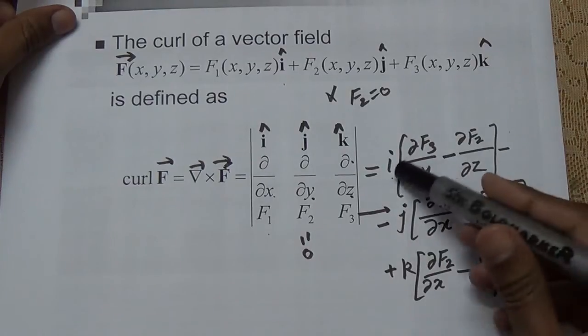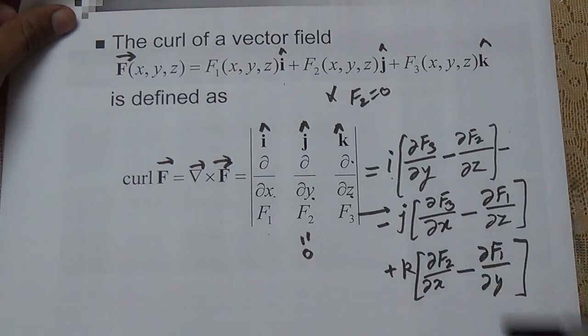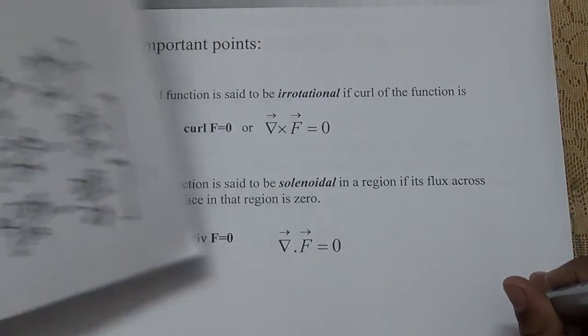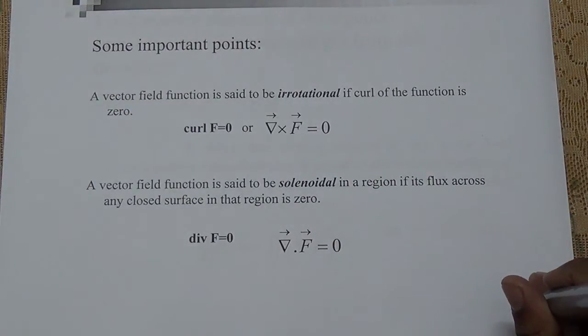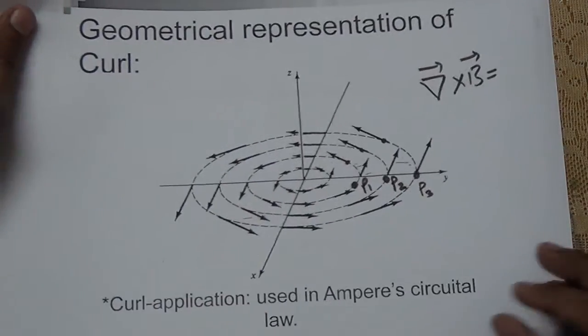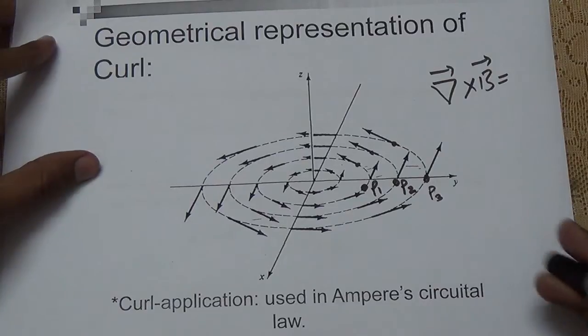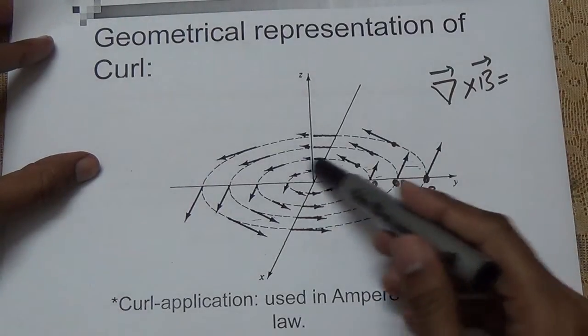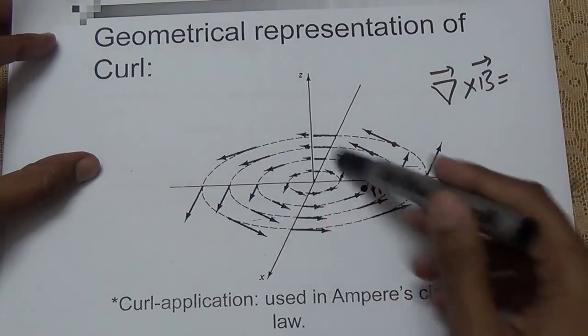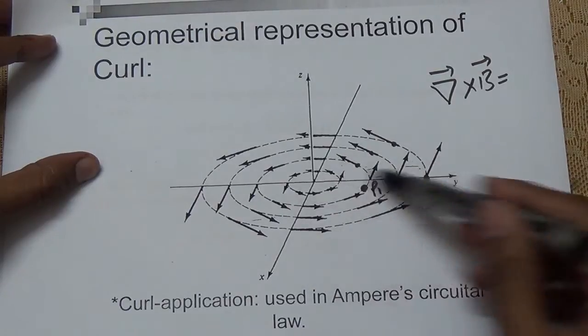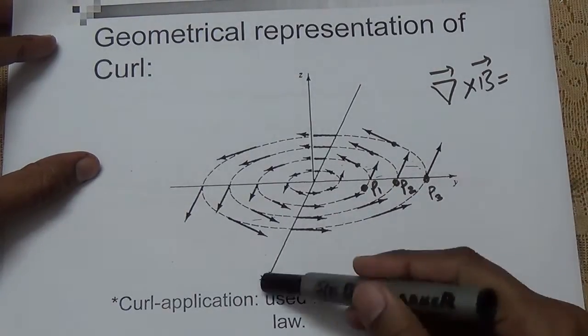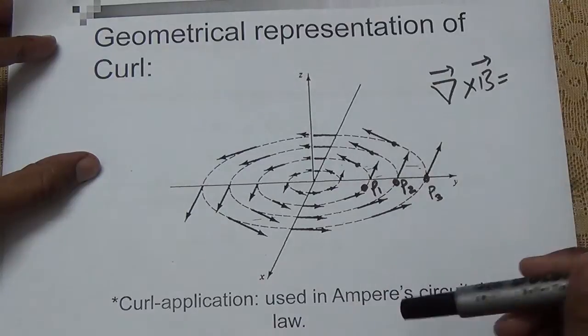So this is the mathematical process to solve this curl, and as a result you will get a vector quantity in the direction of the rotation. And what will be the direction when you find the result? This field is rotating about the x and y. This is the y axis, this is the x axis, and this one is the z axis.